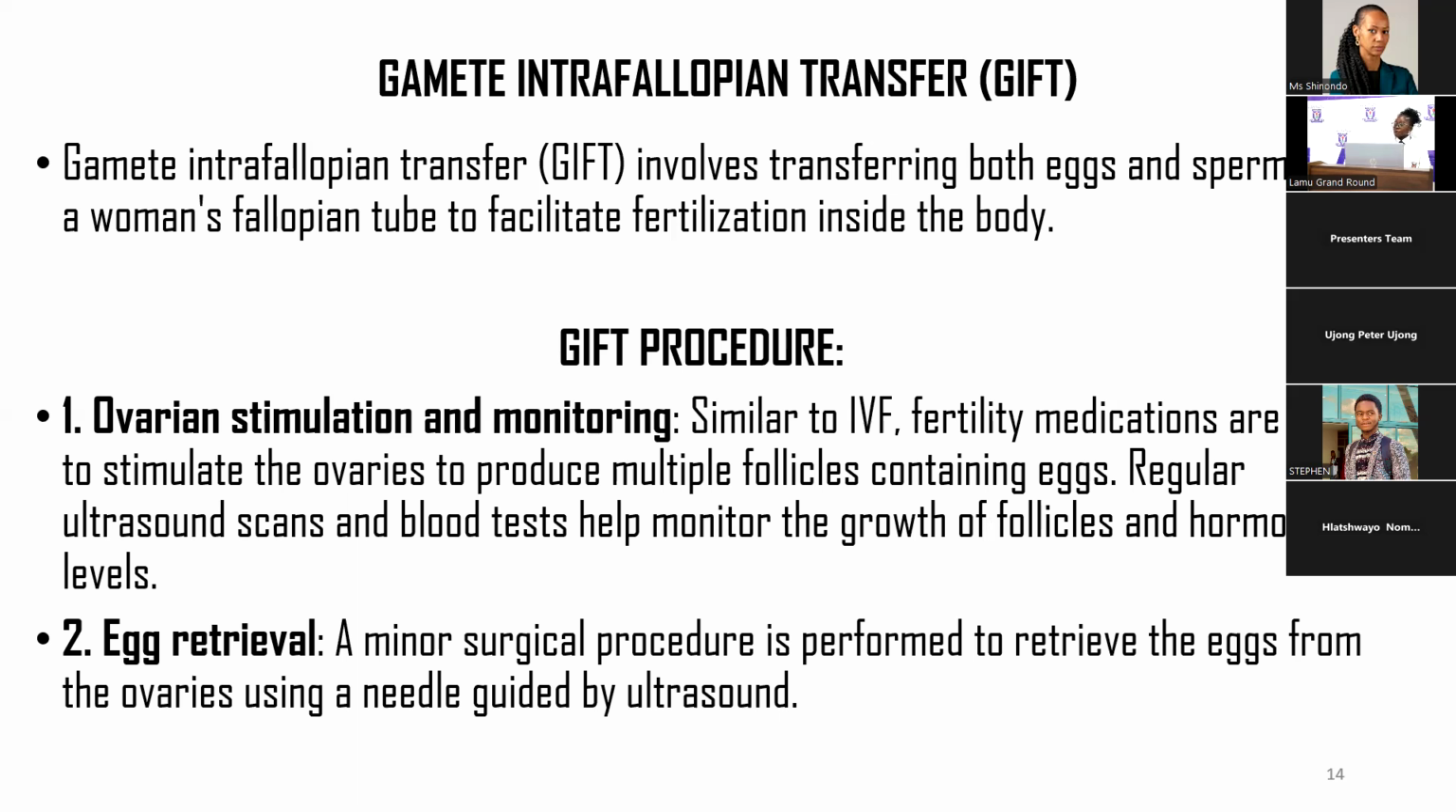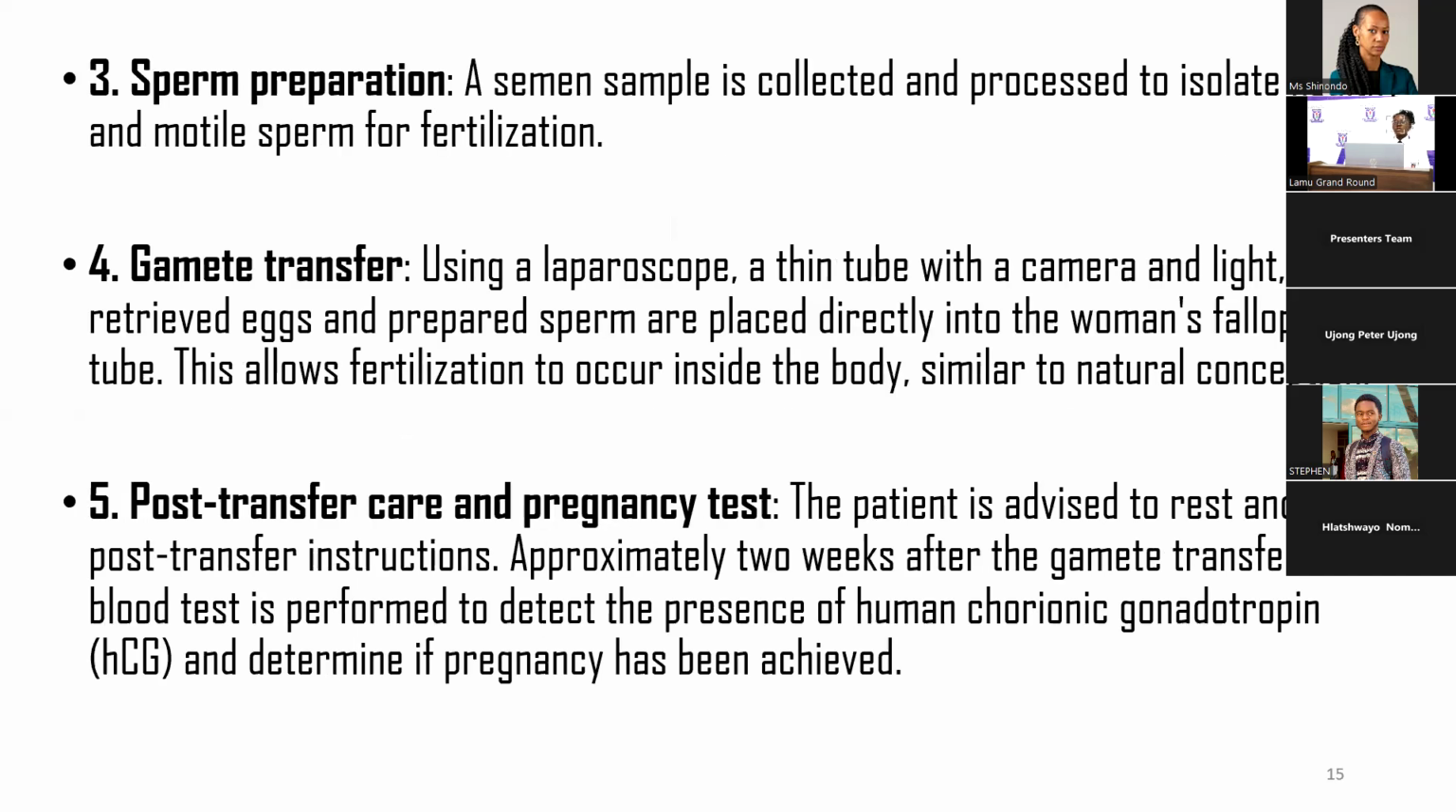Secondly, we have egg retrieval, which is a minor surgical procedure that is performed to retrieve the eggs from the ovaries using a needle guided by the ultrasound. In this case, the ultrasound is used to have proper visualization of the placement of the ovaries and the surrounding tissues. Now moving on to sperm preparation. A semen sample is collected to process healthy and motile sperms for fertilization.